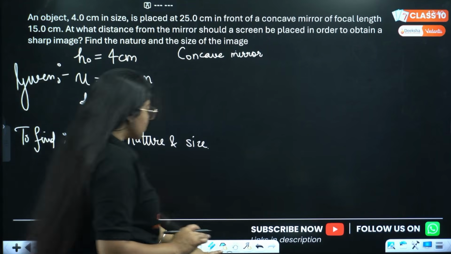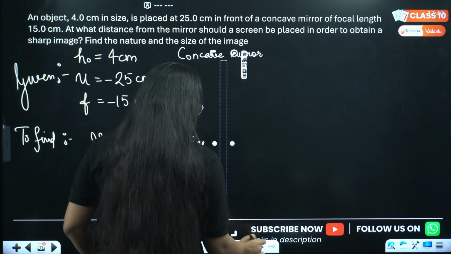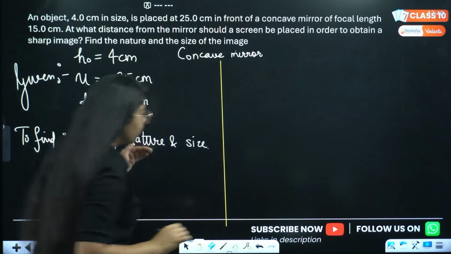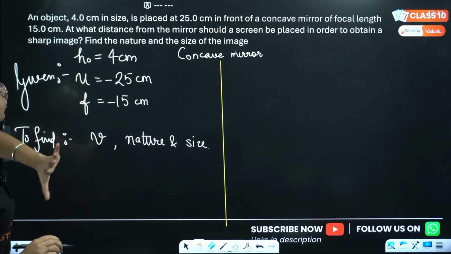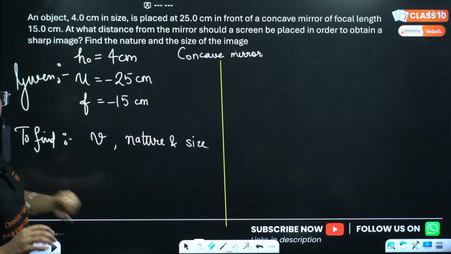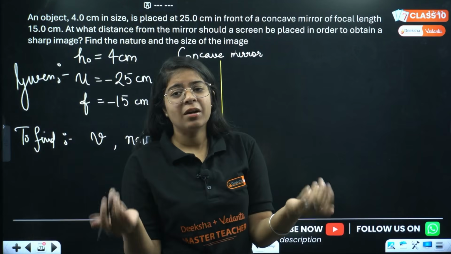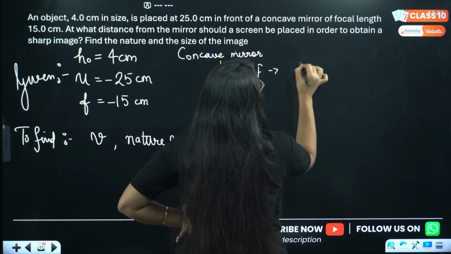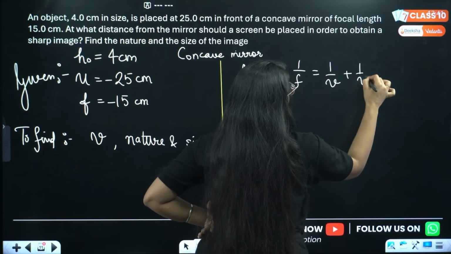Now, the next thing is our solution, right? You don't have to hit this line. You just go below this in the answer sheet. Okay? Now, what do we use to find v? I have f, I have u. I can simply use mirror formula. So, mirror formula is what? 1 by f equals 1 by v plus 1 by u.